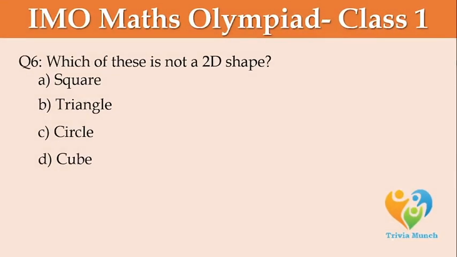Which of these is not a 2D shape? Option A square, option B triangle, option C circle, option D cube.